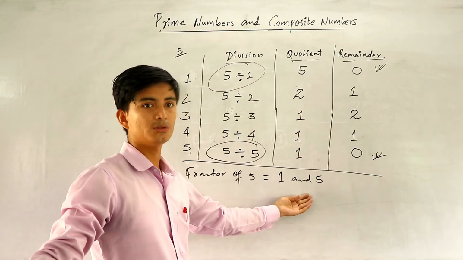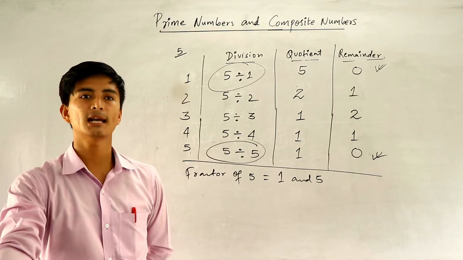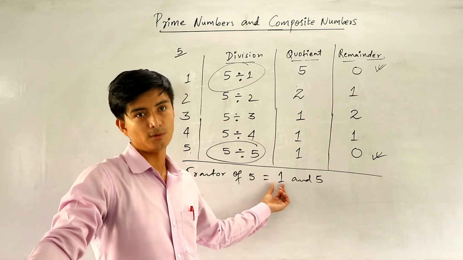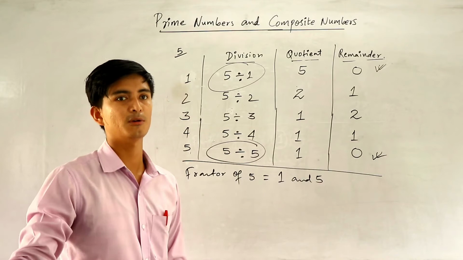So you can say that prime numbers are the numbers which have only two factors, 1 and the number itself. In this way you can find any prime number. Okay, so now let's talk about composite numbers.